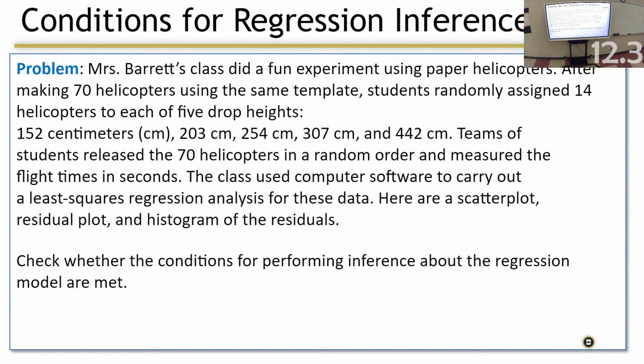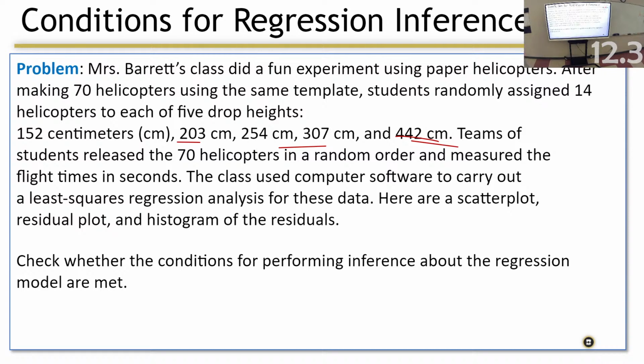All right, so here's what they're going to give. This is an example that came from the book. Could be something you can see on your homework. You will not see this on the test. Miss Barrett's class did a fun experiment using paper helicopters. After making 70 helicopters using the same templates, students randomly assigned 14 helicopters to each drop from heights. A team of students released the 70 helicopters in random order, measured flight times in seconds. The class used computer software to carry out the least squares regression line analysis for this data. Here's a scatter plot, residual plot, and histogram of the residuals.